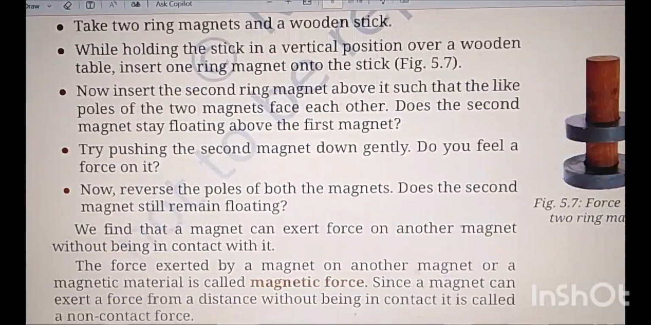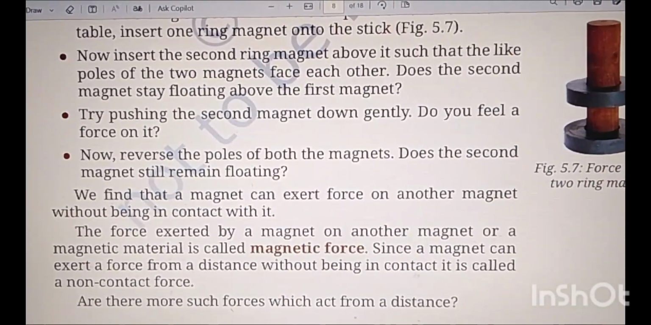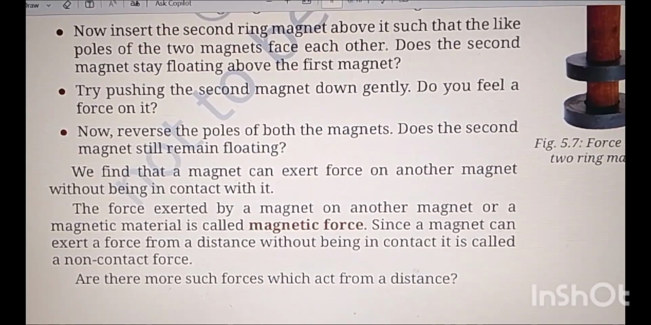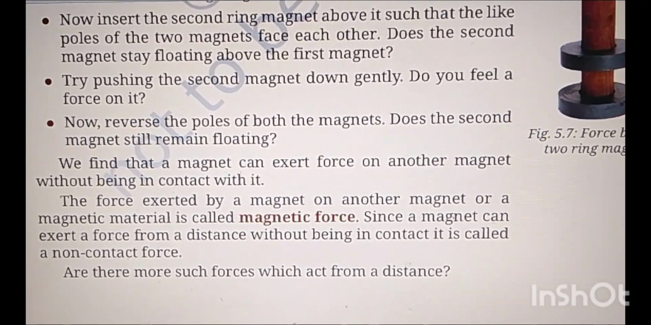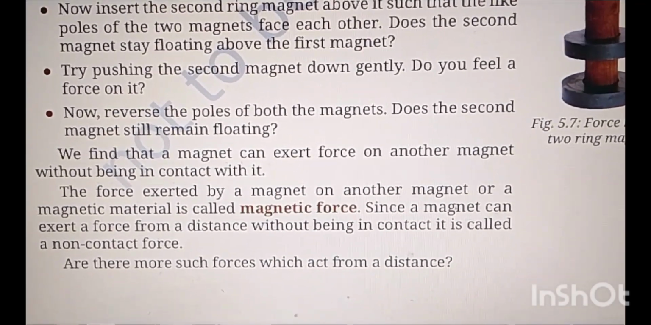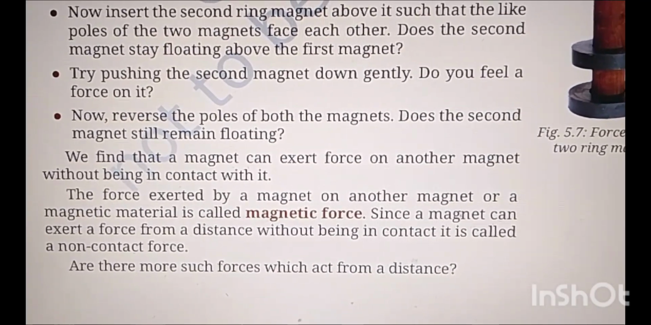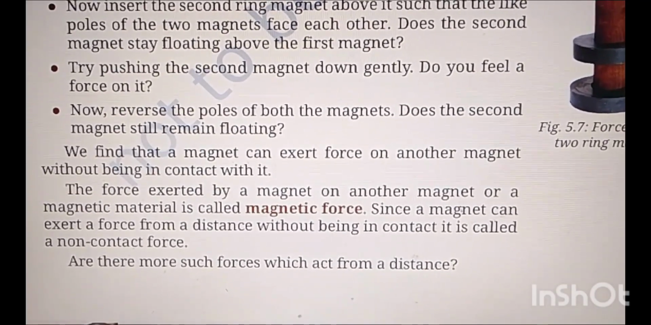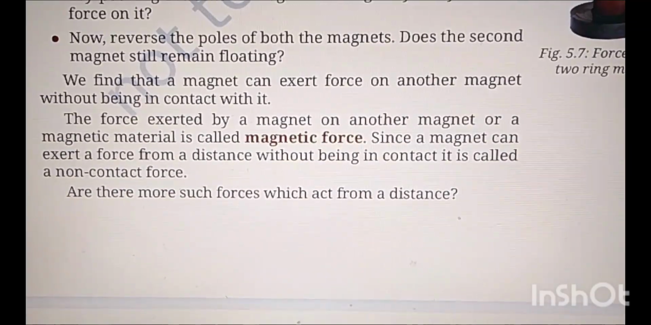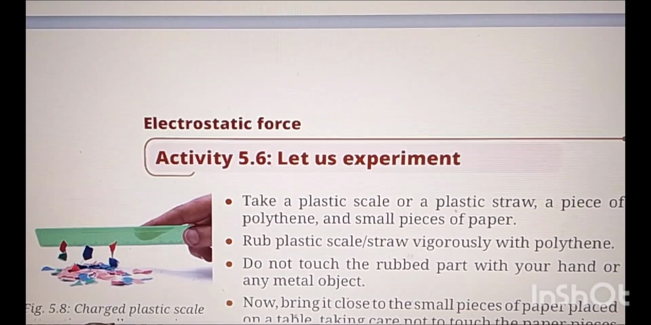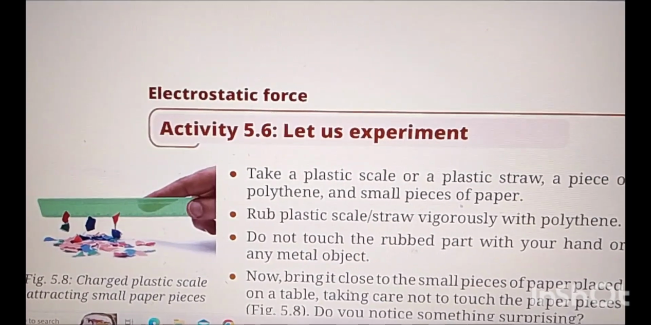Clear? So the force exerted by a magnet on another magnet or a magnetic material is called magnetic force. Since the magnet exerts a force from a distance without being in contact, it is called non-contact force. Clear? And another type of non-contact force is electrostatic force.